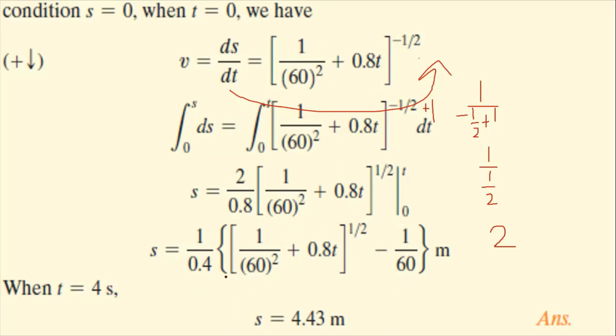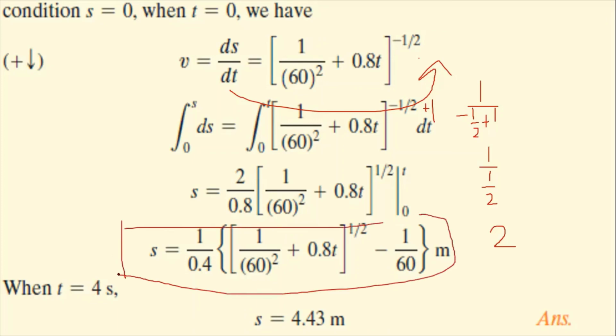So this is the equation you can see over here, and 2 upon 0.8 means you will cancel out, 1 upon 0.4, you will get it. So t equals 4 seconds, we have to put in this equation. So you have to put the 4 seconds here. So s equals 4.43 meter, you will get it. So this is all about it, you have to calculate it.